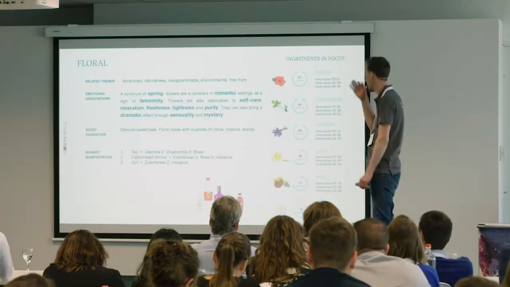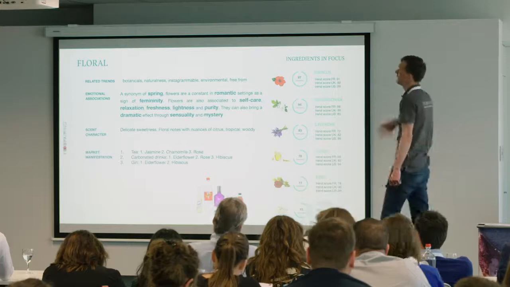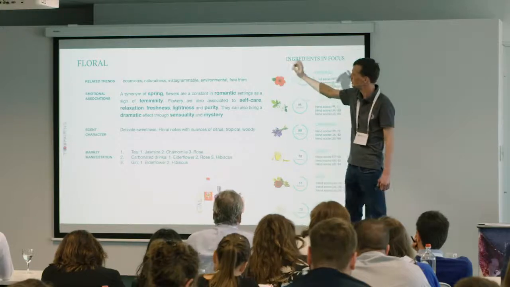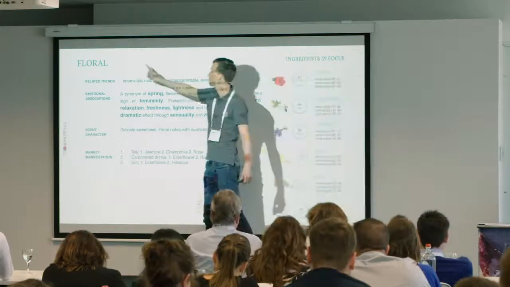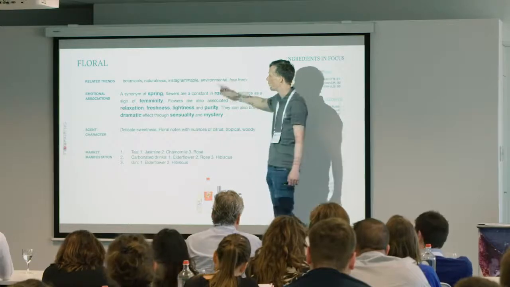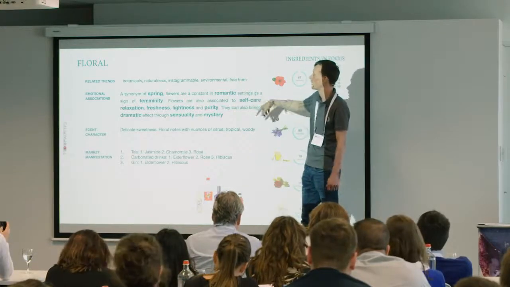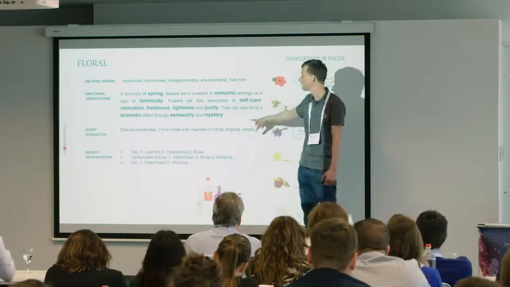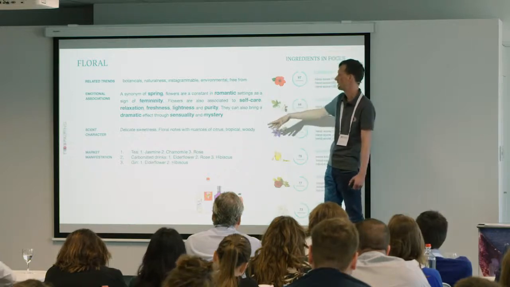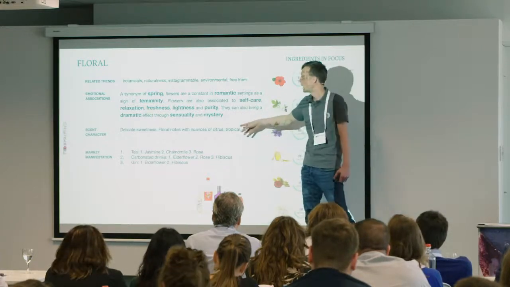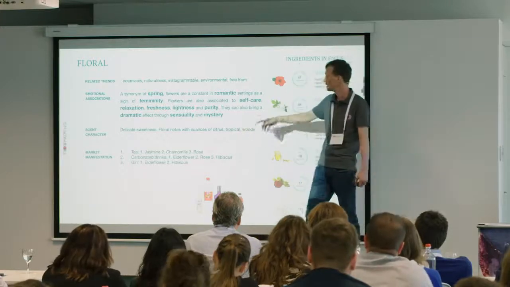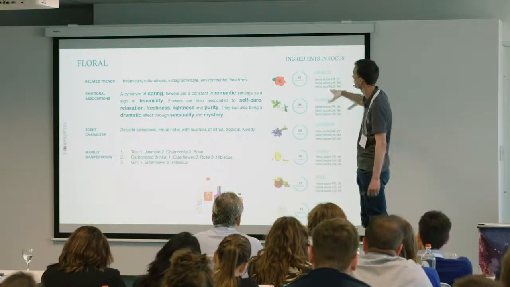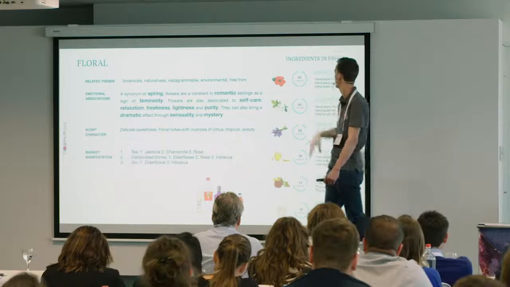So what you get as an outcome is floral, as an example, with related trends. So it's not only if something talks about floral, but what other trends do they also talk about, and what emotional associations are connected to floral. Apparently spring or romantic is also linked to that. What scent character does it have? It's more like delicate sweetness. Where do we see the manifestation in the market? Some examples in tea, in drinks. And then we give a focus on some ingredients that represent the floral trend.